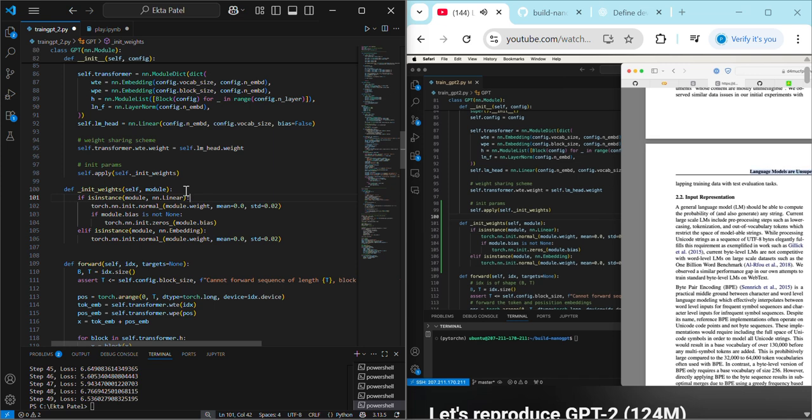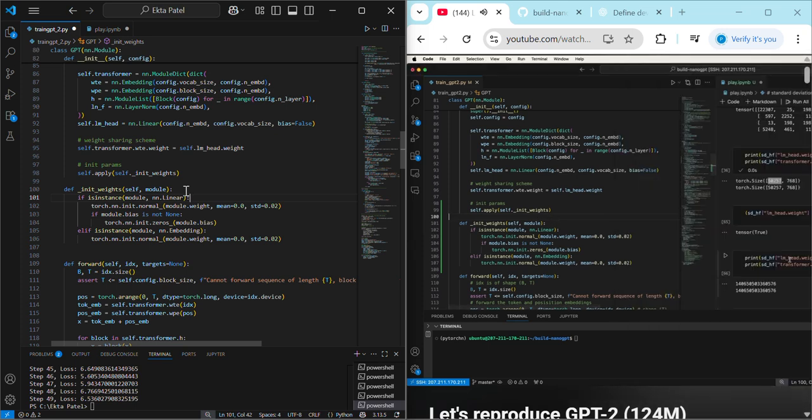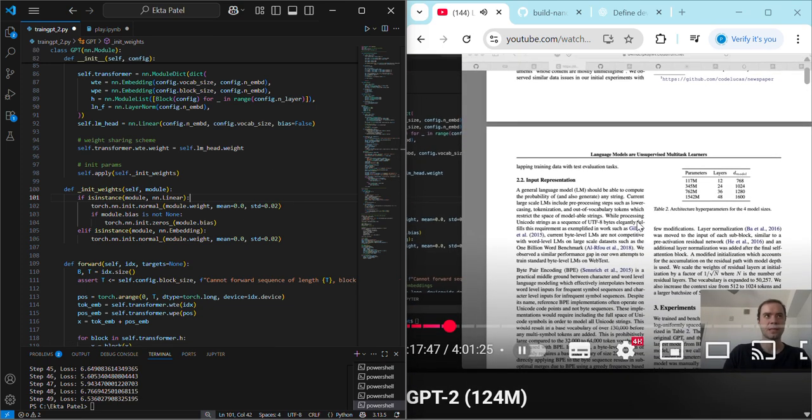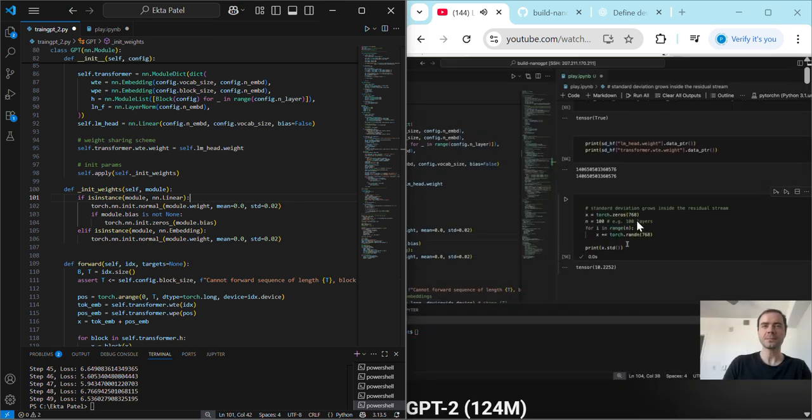We scale the weight of residual layers at initialization by a factor of 1 over square root of n, where n is the number of residual layers. So this is what GPT-2 paper says. So we have not implemented that yet, and we can do so now. Now, I'd like to actually kind of motivate a little bit what they mean here, I think. So here's roughly what they mean.